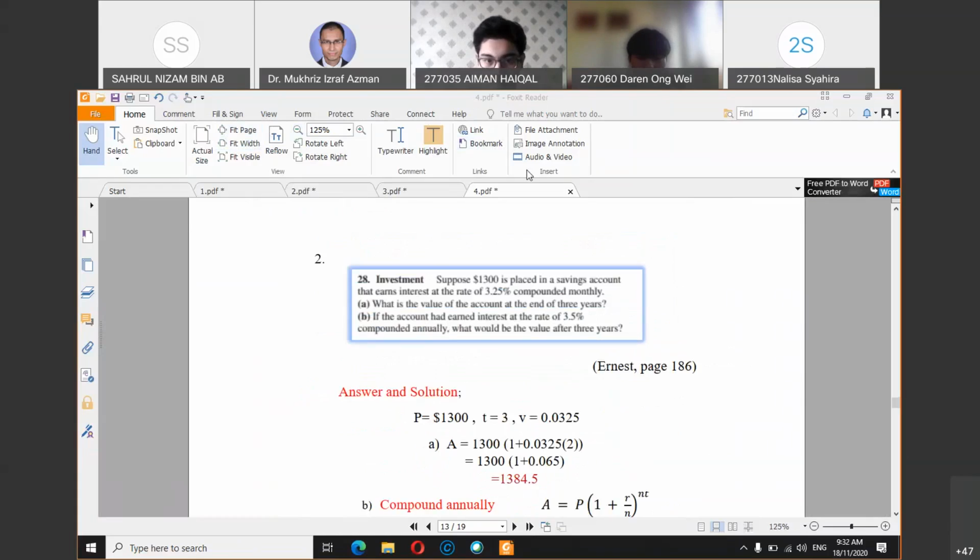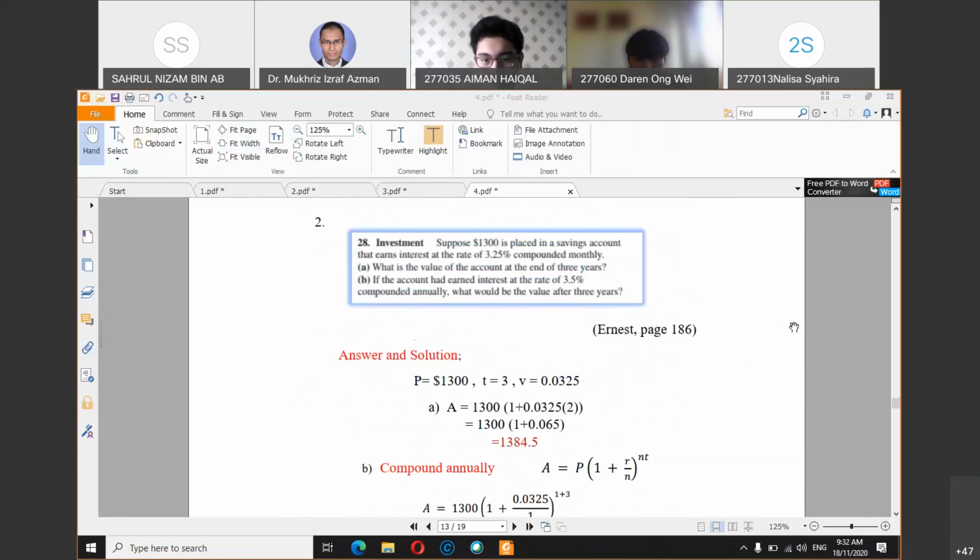So for this question 2A, the question is given that 1,300 is placed in a savings account, and the interest rate is 3.25%, compounded monthly. For question A, we need to find the value of the account at the end of 3 years. So given that the principal is 1,300, the interest rate is 3.25%, and we need to find the value of the account at the end of 3 years.